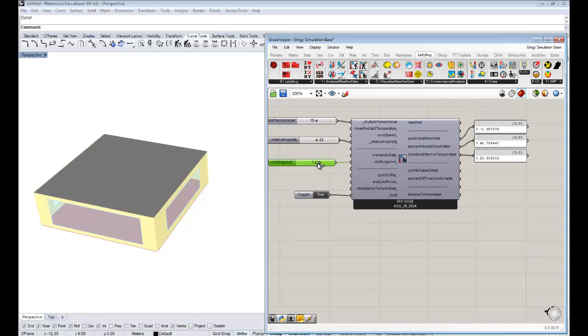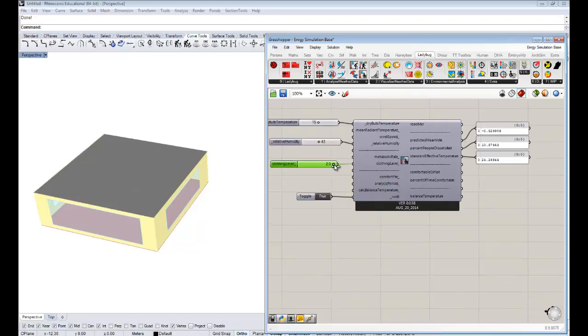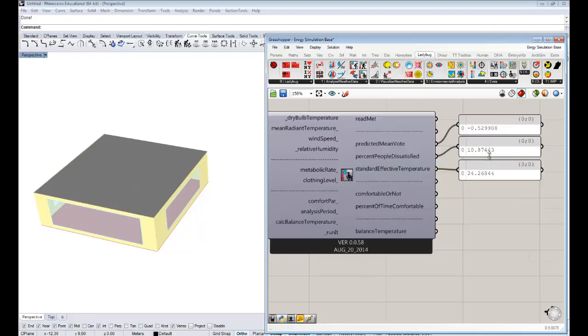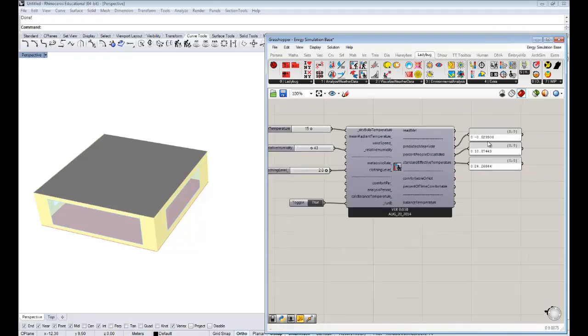But we can say, all right, people are really going to wear pretty thick jackets in this place because I know it's a common thing. And you can see if we really boost that clothing all the way up to 2, we get down to only about 10% of the people being dissatisfied.